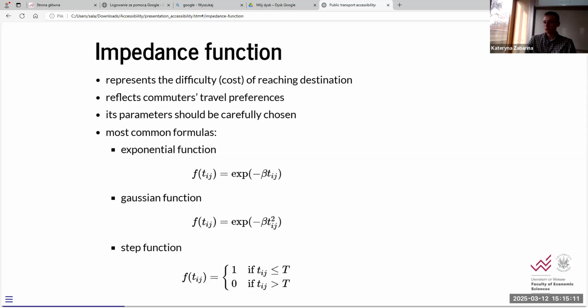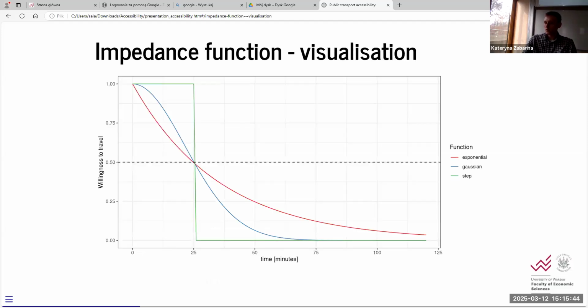And the most common formulations of the impedance function, also known as time decay function, because our willingness to travel decays with time. So the first one is simply the exponential function. Also, we have the Gaussian function, which differs only in the square of distance inside, or the step function. And they are visualized on the next slide.